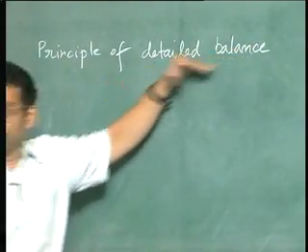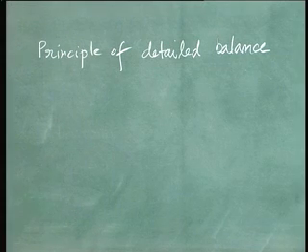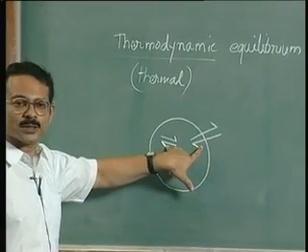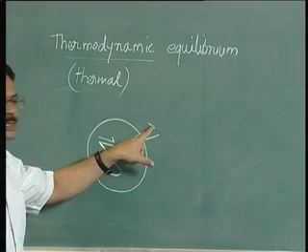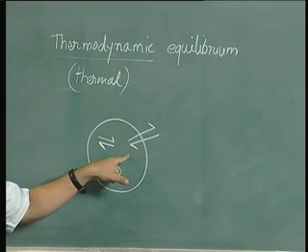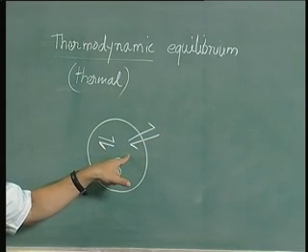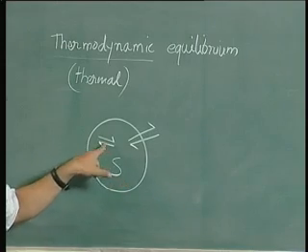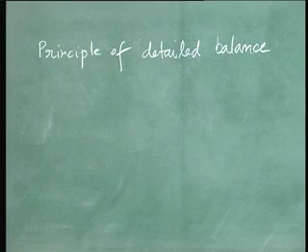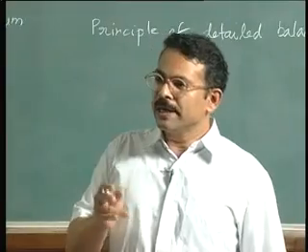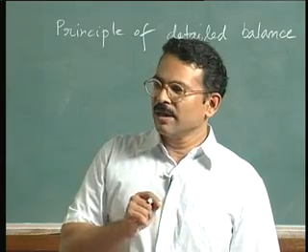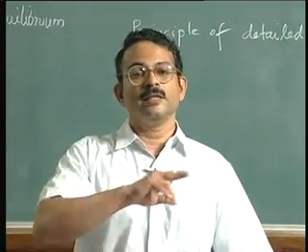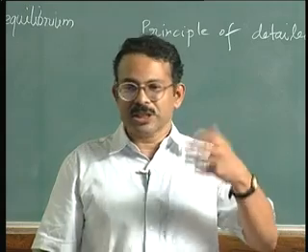Both the words are important here, detailed and balance. So the word balance is what is indicated here by these two pairs of arrows. For every process that is going on, there is an inverse process going on at the same rate. That is the balance aspect of it. Now what is the meaning of the word detailed balance? Detailed balance means that you look at the process in as much detail as you want, and at every level of detail this balance will hold. This is a rather stringent condition.